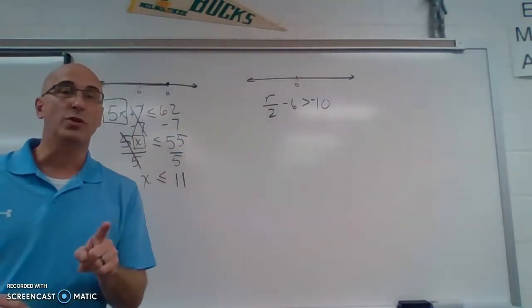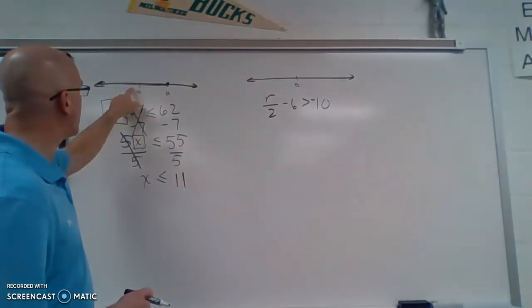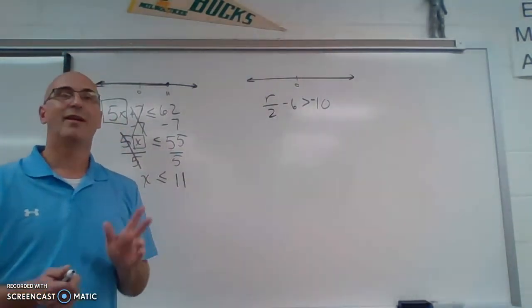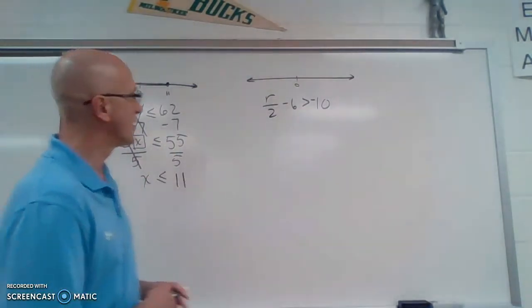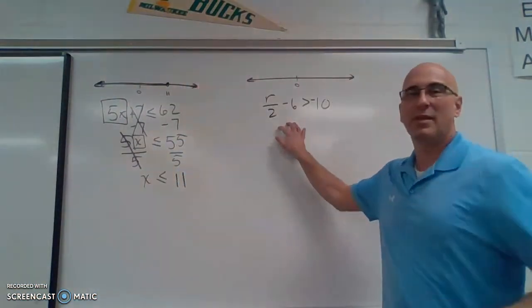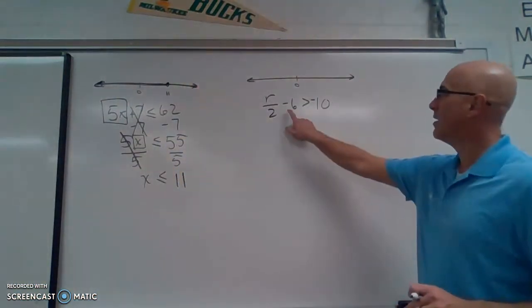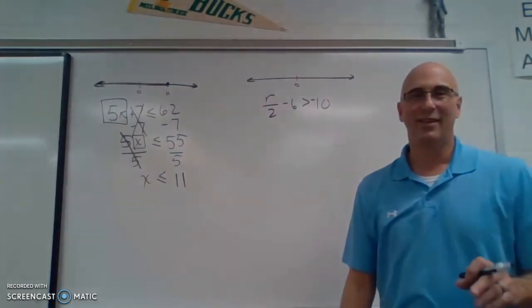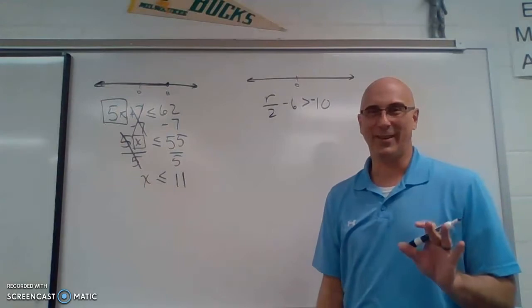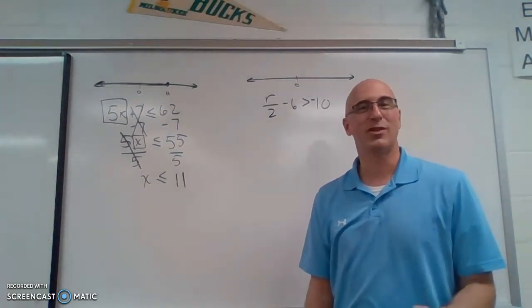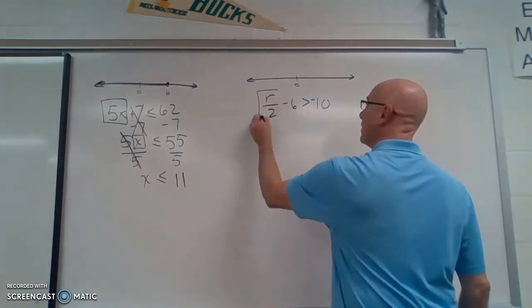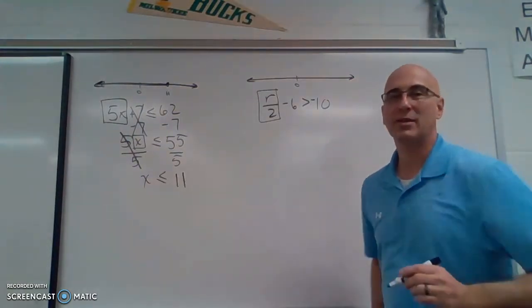If you wanted to, you could pick any point in here, put it back into your original inequality, and it will be true. Let's look at this one. R divided by 2 minus 6 is greater than negative 10. There's a whole lot going on here. So let's just do our procedure. Quarantine the term with the variable, around the r divided by 2.